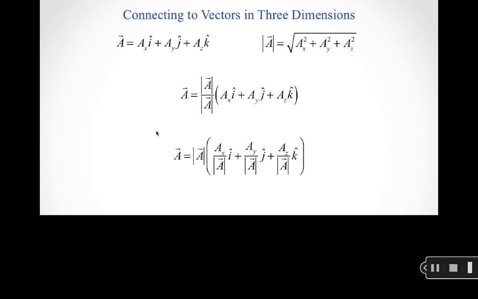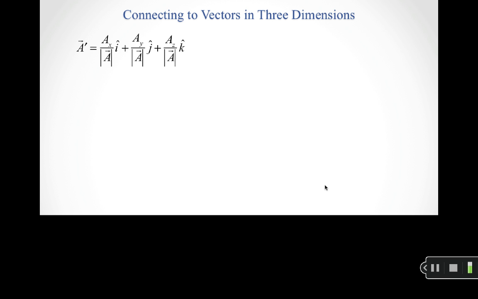Well, I'm going to go ahead and distribute this magnitude of vector A on the bottom inside the parentheses. And so what I'm left with is vector A is equal to the magnitude of the vector times some unit vector, or some new vector, whatever this is. So here vector A is now the magnitude of vector A times this new vector. And so the big question is, well, what is this new vector? So let's go investigate that.